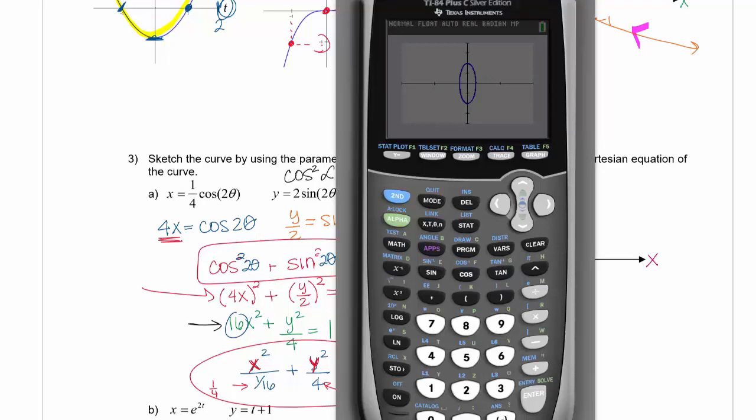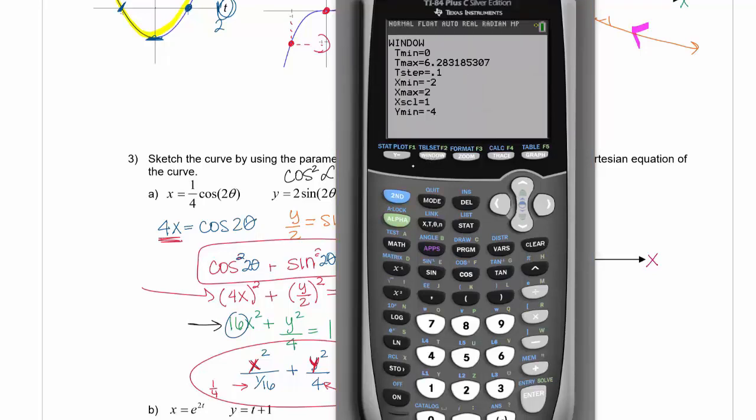So if I go to my window and I limit those t's from 0 to pi, but if I keep everything else the same, what would that graph look like? And it's still the same thing. So we're going to get into this later, whereas if I go from 0 to 2 pi, I'll actually see it trace 2 times.